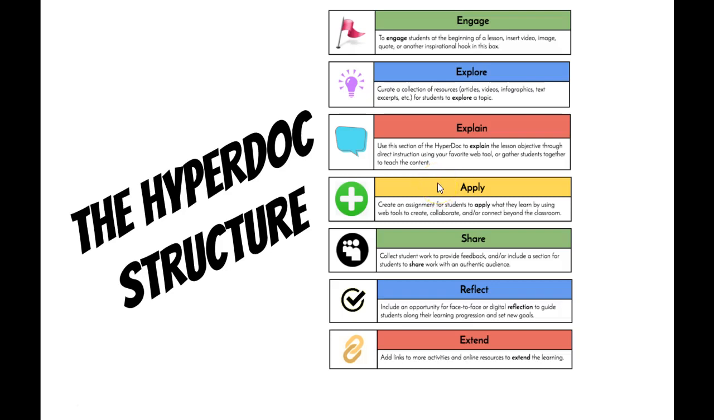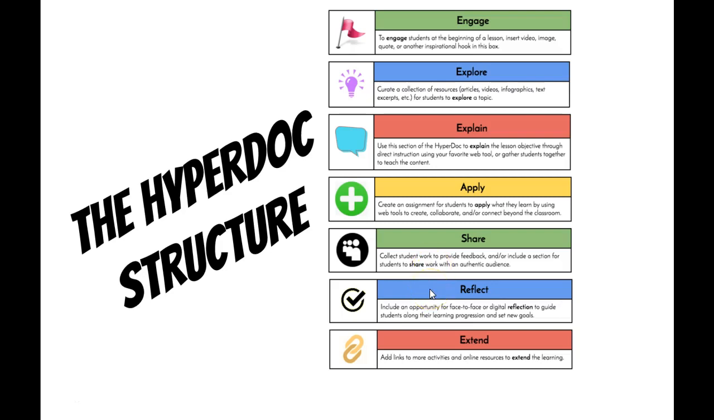Then you have the apply, where you create an assignment for students to apply what they learn by using tools to create, collaborate, or connect beyond the classroom. Here is where I use Bloom's Taxonomy's higher-order thinking skills. Then we have the share. We collect students' work to provide feedback and/or include a section for them to share it.